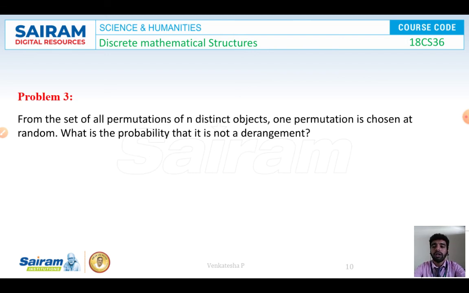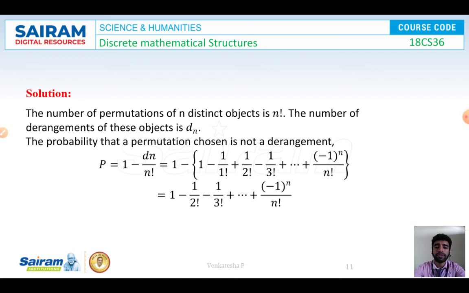Problem number 3. From the set of all permutations of n distinct objects, one permutation is chosen at random. What is the probability that it is not a derangement? So actually the derangement is given by Dn. For n distinct objects we will have n factorial permutations, right? Therefore the probability that the permutation chosen is not a derangement is given by P is equal to 1 minus Dn by n factorial.